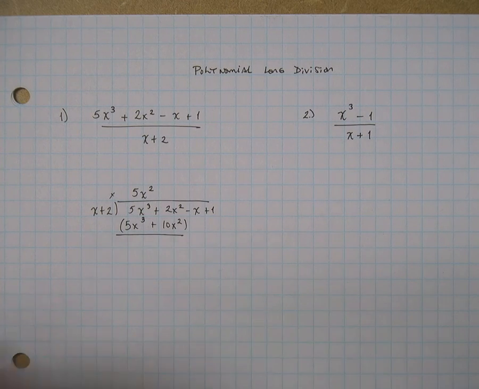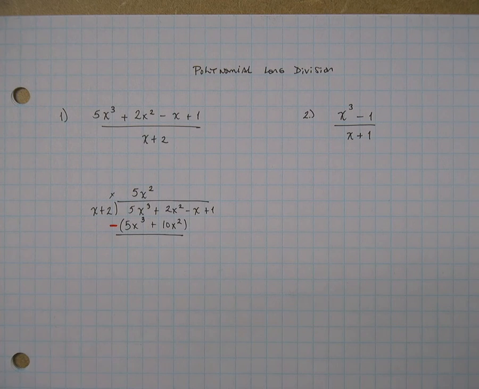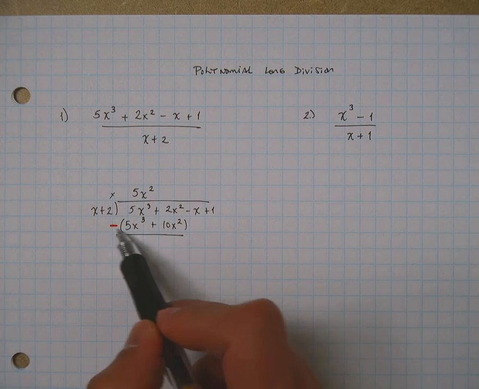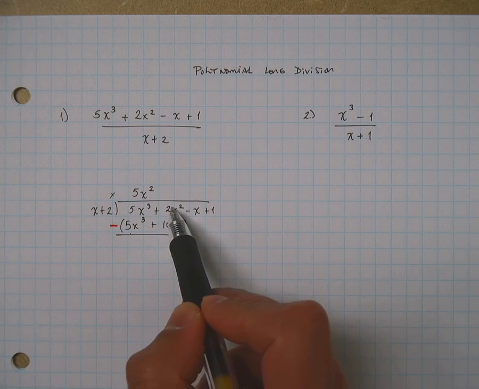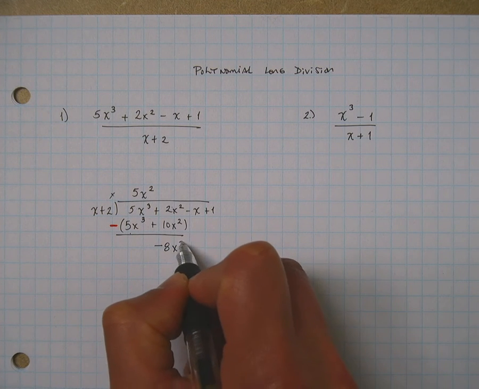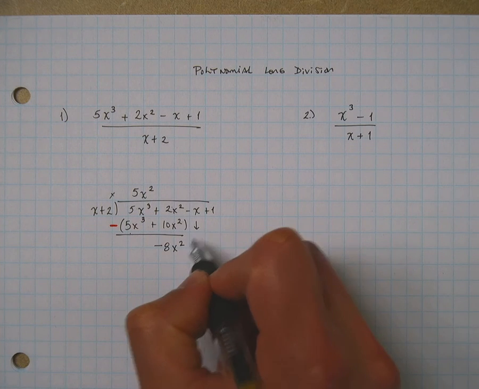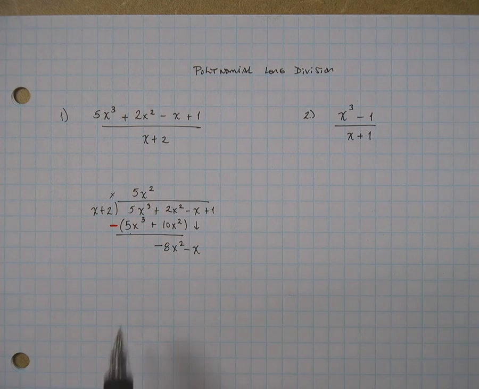Now remember, just like you did in elementary school, you're going to subtract this. So we have to put a minus there. And that's going to subtract 5 minus 5. So that simplifies. And then 2 minus 10, that is negative 8. That's negative 8x squared. Remember, we're subtracting so we don't touch these exponents. You bring down the next guy, which is a negative x. And then we do the same thing.